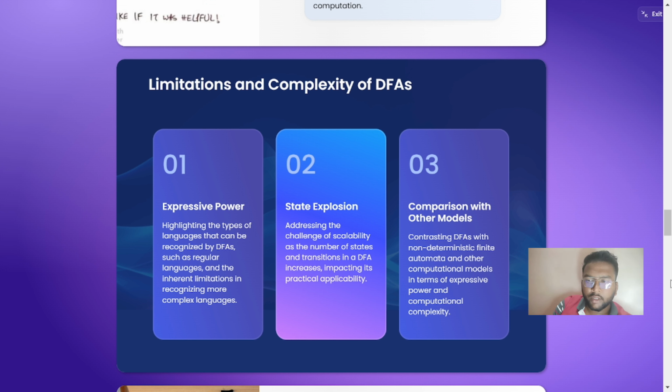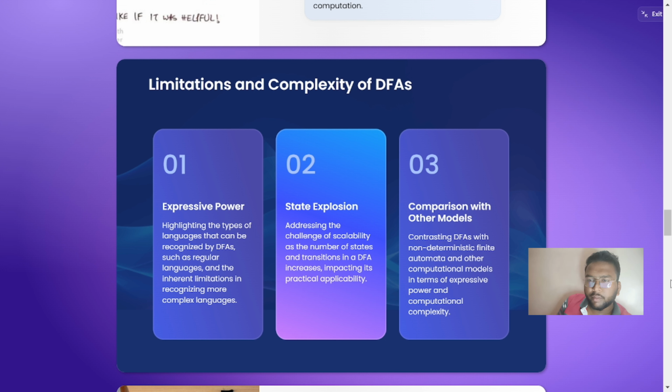So, comparison with other models, contrasting DFAs with non-deterministic finite automata and other computational models in terms of expressive power and computational complexity. Next, optimizing deterministic finite automata. Minimization is a concept where we explore techniques to minimize the number of states in a DFA without altering its language recognition capabilities and enhancing efficiency.